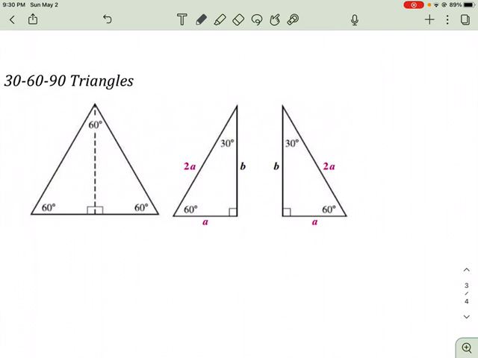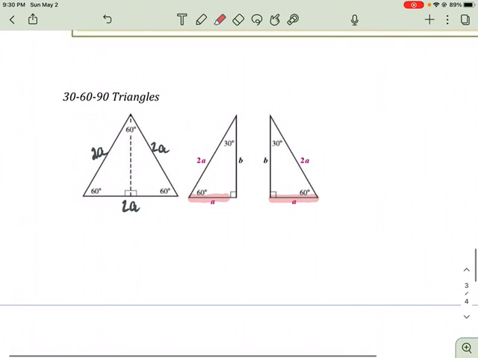Okay? So if everybody is the same length, each side, let's call it 2A. And then we divide it in half. That means each one of these sides on the bottom is A. The hypotenuse is 2A. The height, we'll just call it B. Okay? All right, so where is this going to come from?